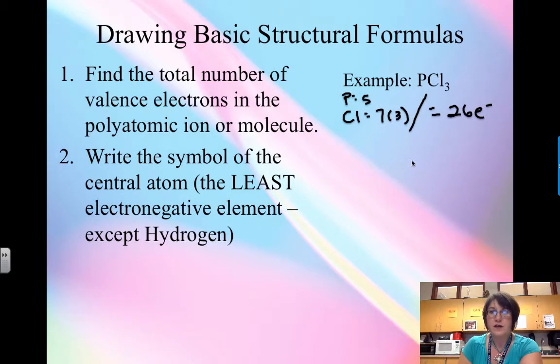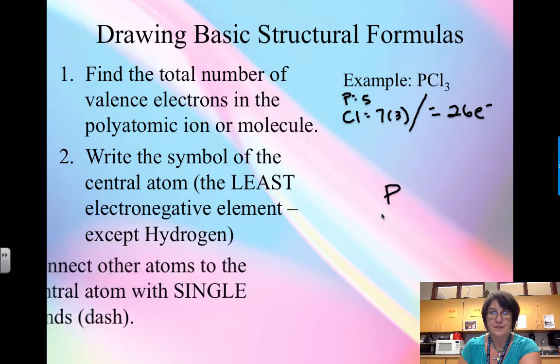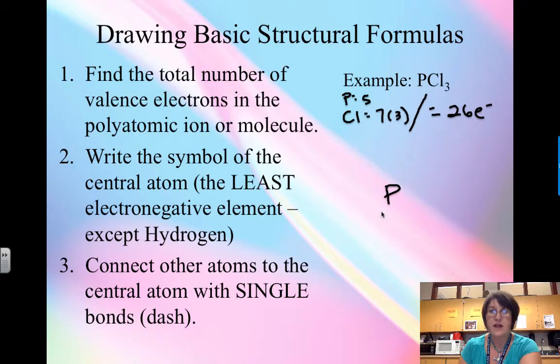Now we'll write the symbol of the least electronegative element as our central atom. It's usually the first one in your formula. In this case, it would be phosphorus. Our next step is to connect other atoms to the central atom with a single bond, or a dash. So I put my 3 chlorines around the phosphorus. It doesn't matter if you do up or down or whatever, just on 3 different sides, not all clustered together on the same side.